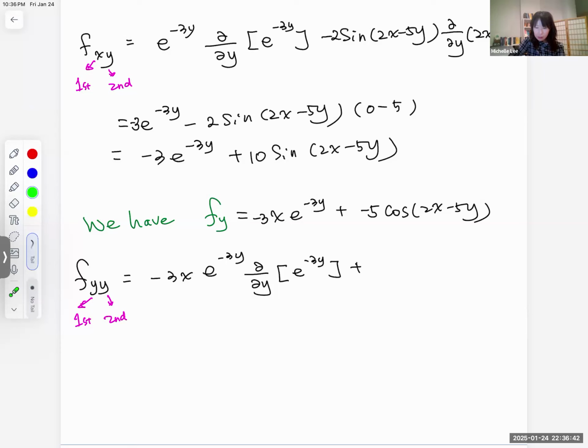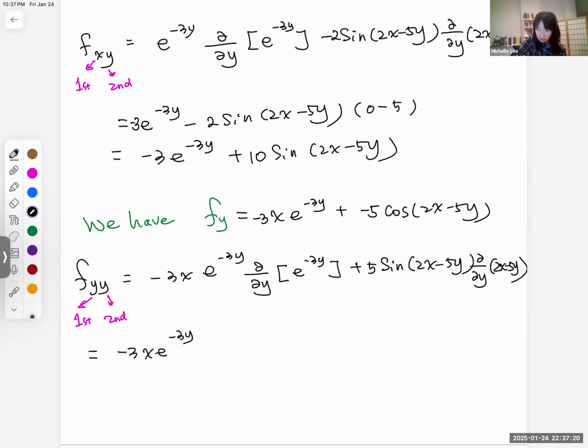plus, and then derivative of negative 5 cosine, it's a negative sign, so it's a positive sign then, right? Positive 5 sine of 2x minus 5y, and chain rule, respect to y, right? Chain rule. Okay, now, what's the derivative respect to y? It's negative 3, right? So we have negative 3x.